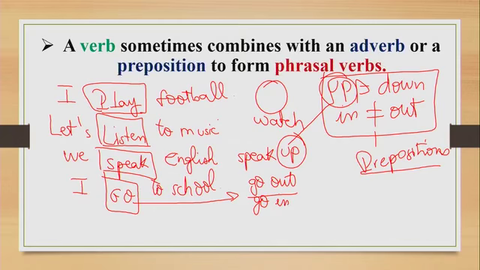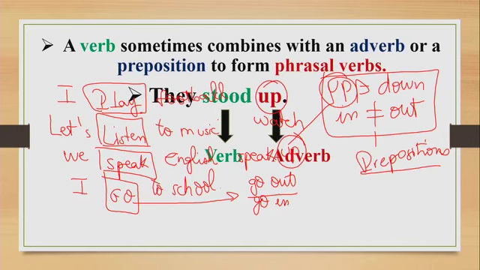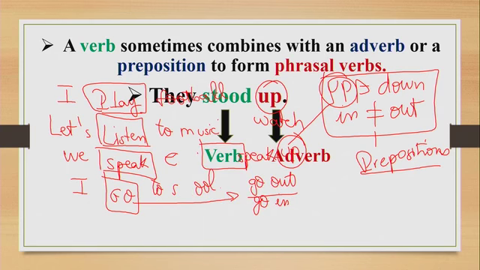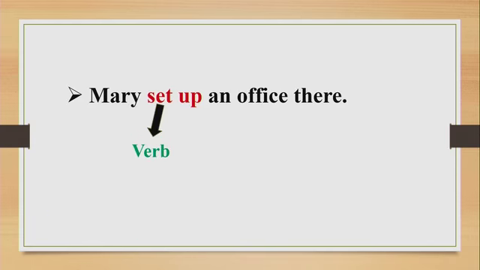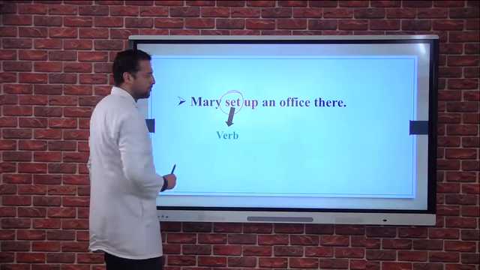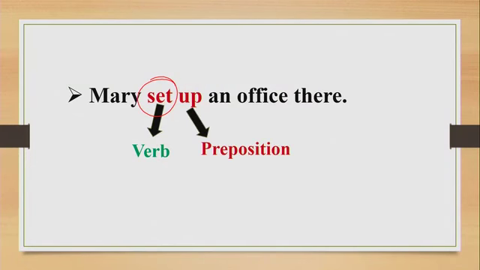As you can see, the sentence is composed of two parts. We have the first part, which is composed of a verb, and the other one, which is composed of an adverb. In the second example, we have Mary set up an office there. We have set, which is a verb, and we have up, which is a preposition.